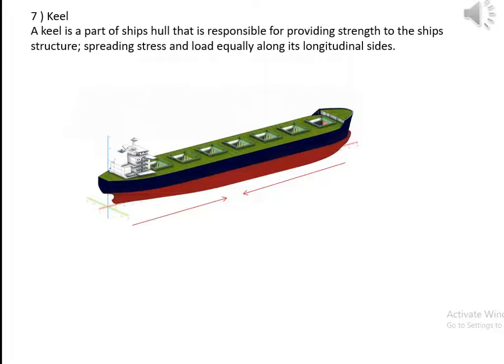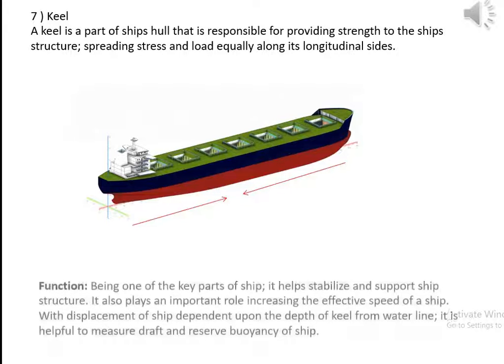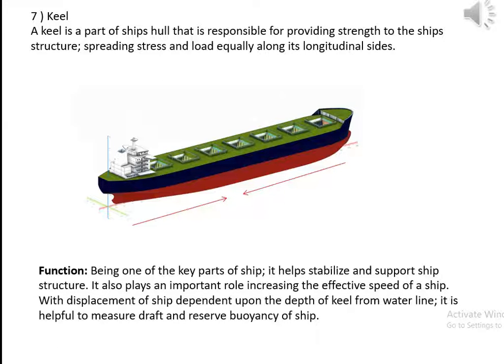7. Keel. A keel is a part of a ship's hull that is responsible for providing strength to the ship's structure, spreading stress and load equally along its longitudinal sides. Function. Being one of the key parts of a ship, it helps stabilize and support the ship structure. It also plays an important role in increasing the effective speed of a ship. With displacement of the ship dependent upon the depth of the keel from the waterline, it is helpful to measure draft and reserve buoyancy of the ship.